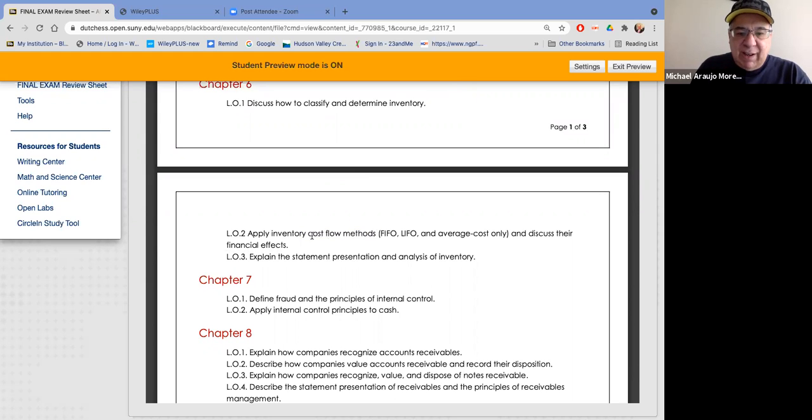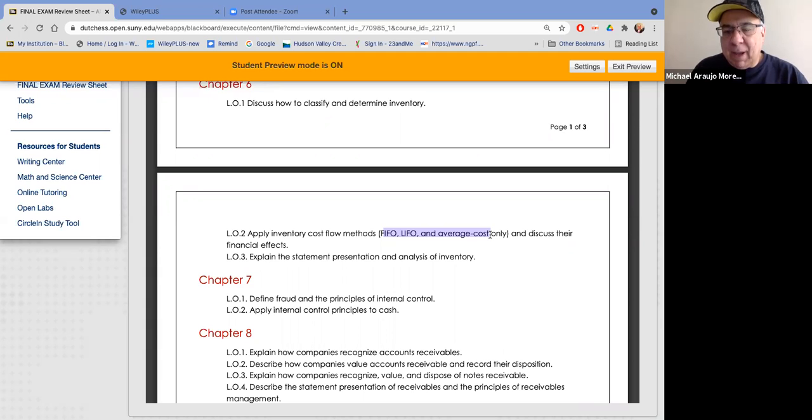Well, companies have cost flow methods that they can choose from: FIFO, LIFO, and average cost. And those are the methods they use to calculate their cost of goods sold, but that also is how they calculate the value of their inventory. So you have to know, and you'll have at least one question on each, one LIFO, one FIFO, one average cost on the final. So you have to review that. They're basic questions. You should be able to calculate them without an issue, but you should review that.